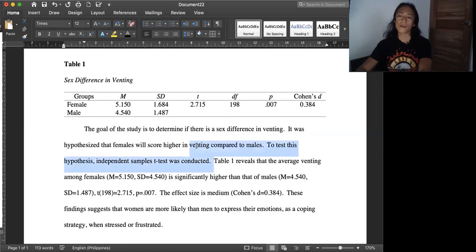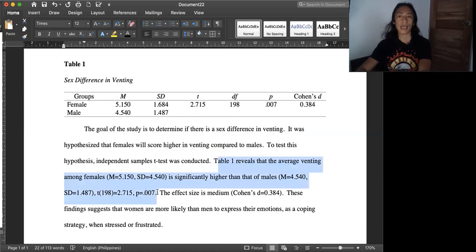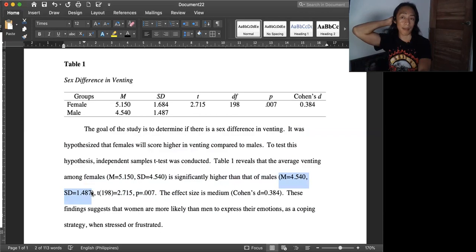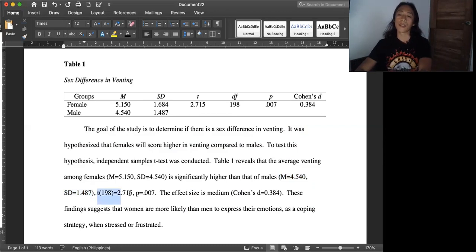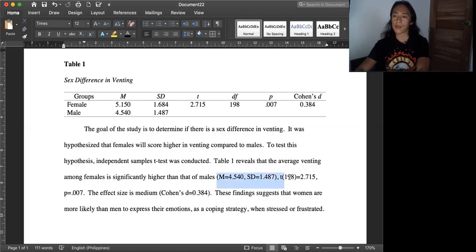And so after the first three sentences, then I will talk about the results. The results is just one sentence, and in here I have incorporated the descriptives because that is important for us to know which between males and females actually on average scored higher in venting. Plus I also placed in here some information or some statistic in reference to the t-test that we have conducted. And actually, if you remove these, the sentence would still or should still make sense, right?